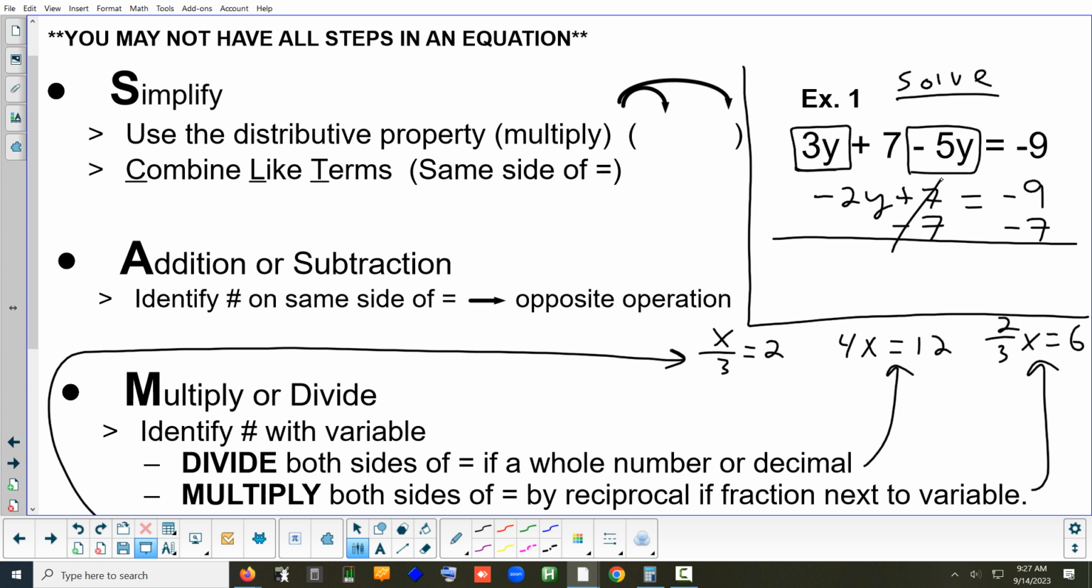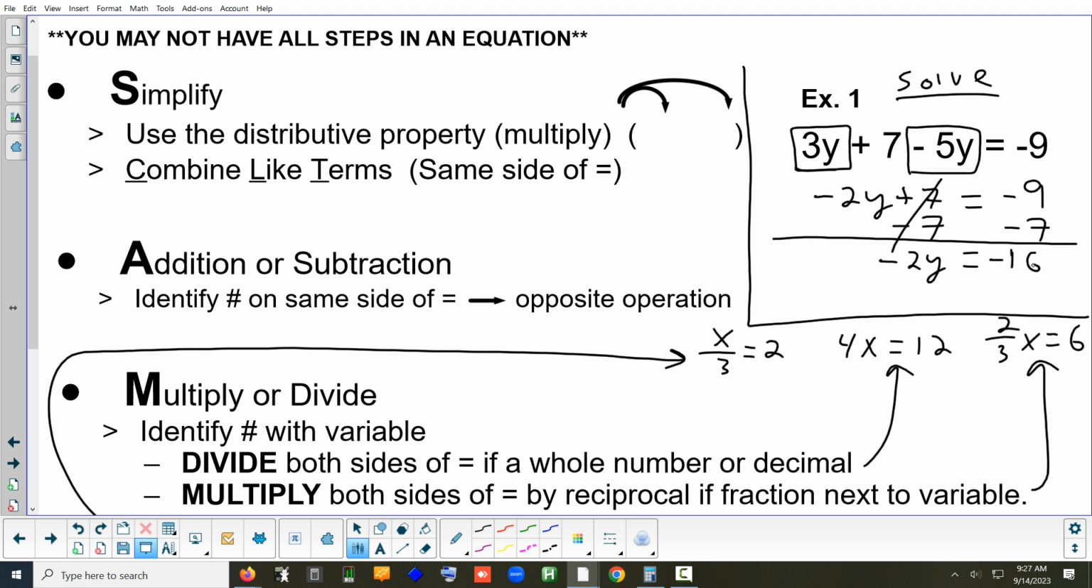Okay, so we subtract 7 there. What's on the left side now once the positive 7 and negative 7 cancel? Just negative 2y. And then negative 9 minus 7 gives me what? Negative 16. So now we are down to a one-step equation.